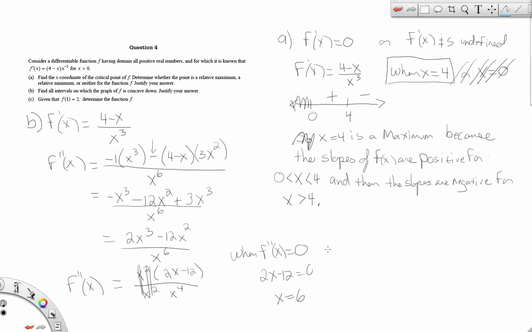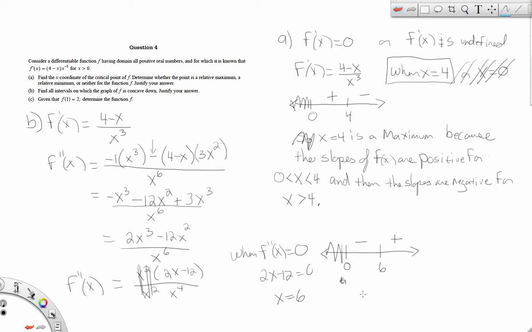Alright, so now I'm going to make a sign chart. It's getting a little messy here, I'm sorry. 0, nothing over here, up to 6. So now I'm going to plug in a number like 1, and I get a negative over a positive. Plug in a number like 10, and I get a positive over a positive. So find all the intervals where it's concave down. Well, unless I've made a horrible mistake, I think that's my answer.